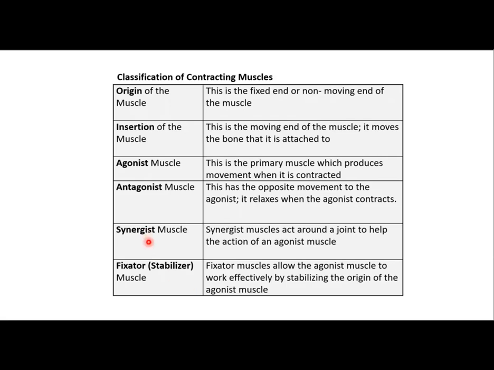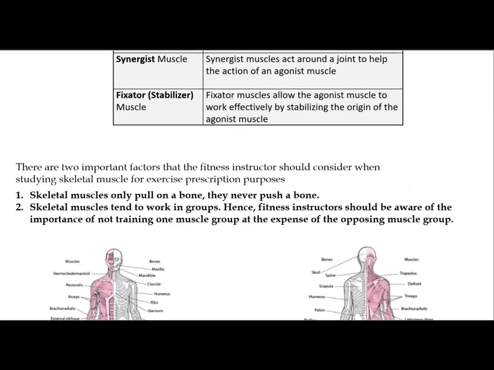Synergists help to do the movement, okay? And the stabilizers or fixators are just in the background, holding and making sure that everything is smooth. Okay, they are helper muscles, but they're not synergists. It's different. Okay, does it make sense? Can we move on? Yes? Okay, if I'm going too fast, stop me.